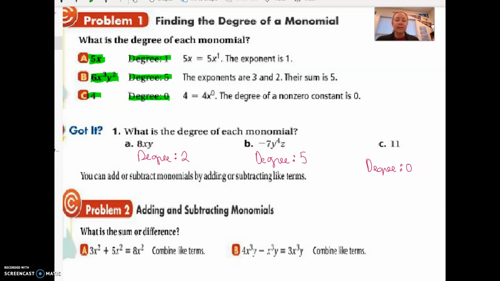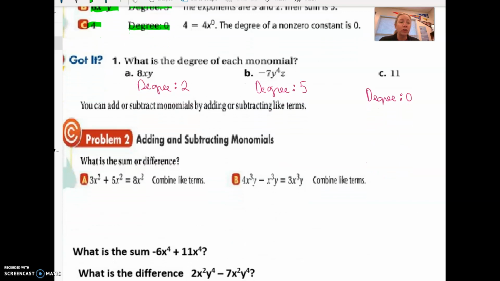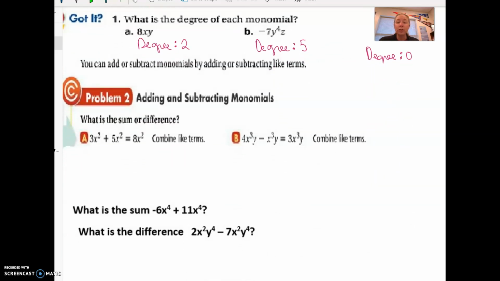Now we can add and subtract monomials by adding or subtracting their like terms. So let's look here in example 2. What is the sum or difference? Again, these are examples that are already worked out as references for you later. In this first problem, 3x squared plus 5x squared, they're like terms, so we can add the 3 and the 5 together. So we would write that as 8x squared. We don't need to combine the exponents. We're just adding, we're not multiplying.